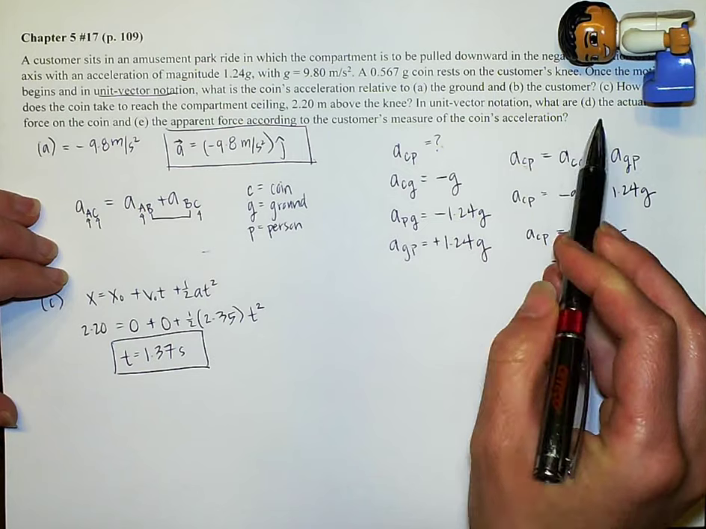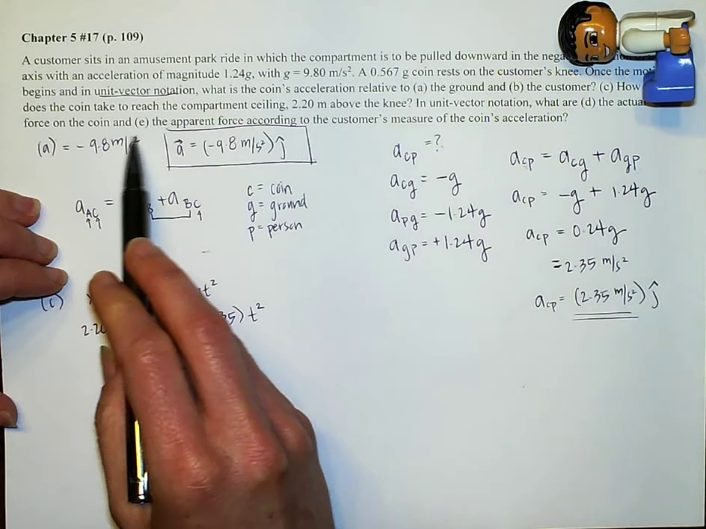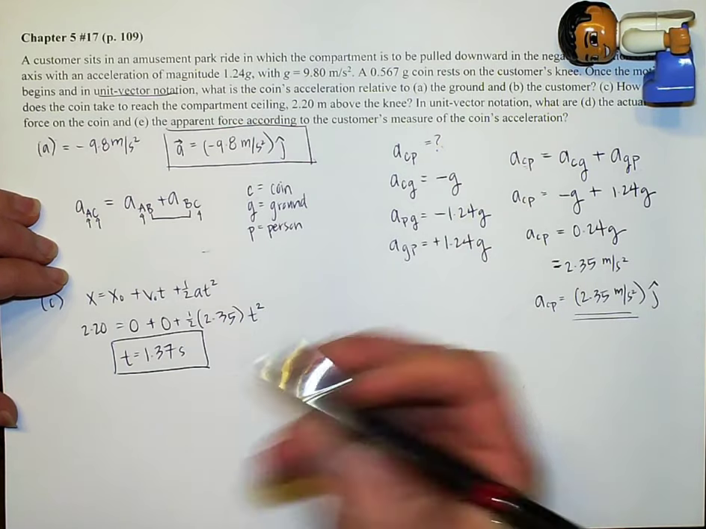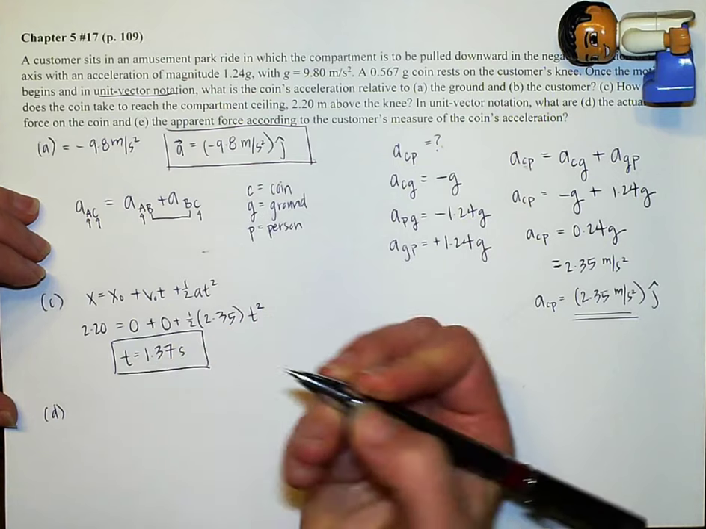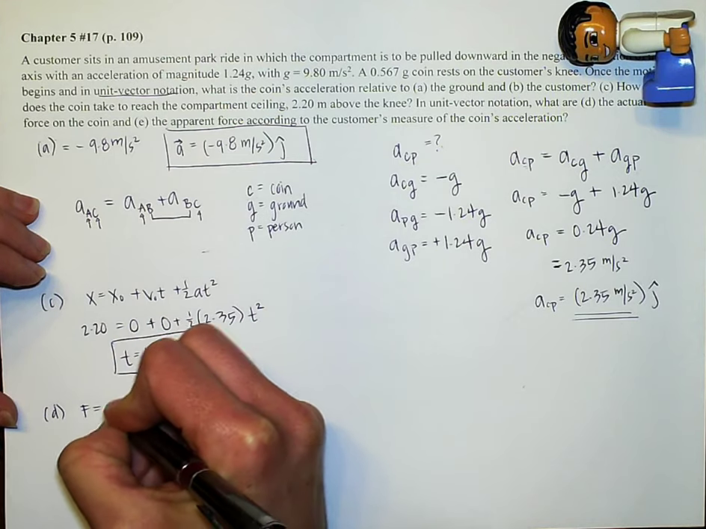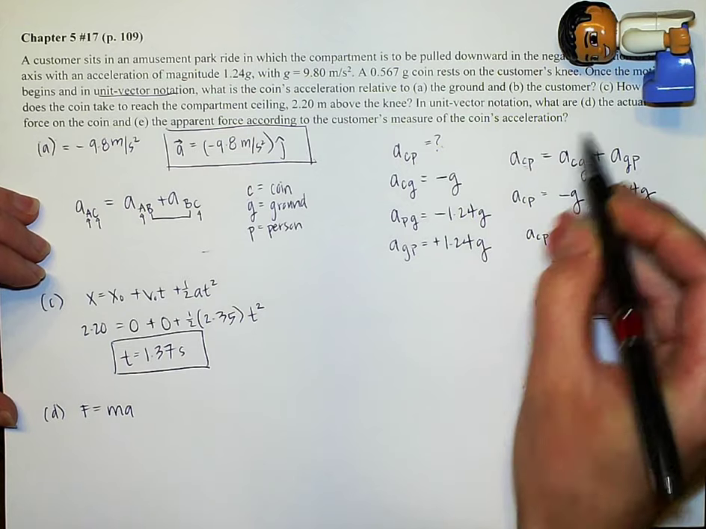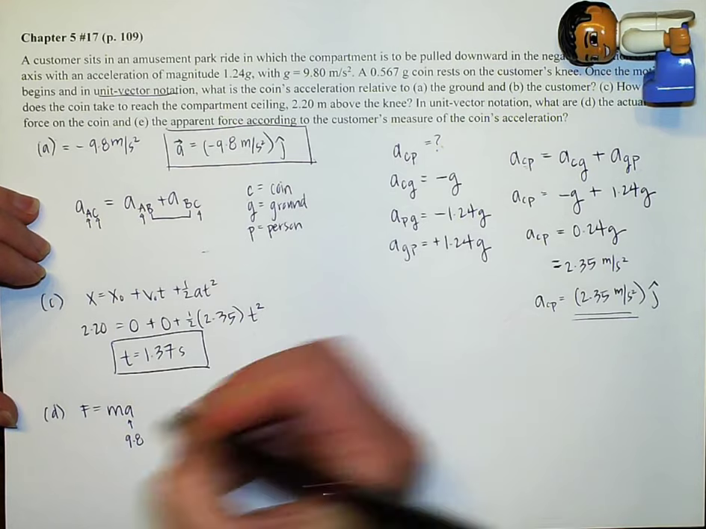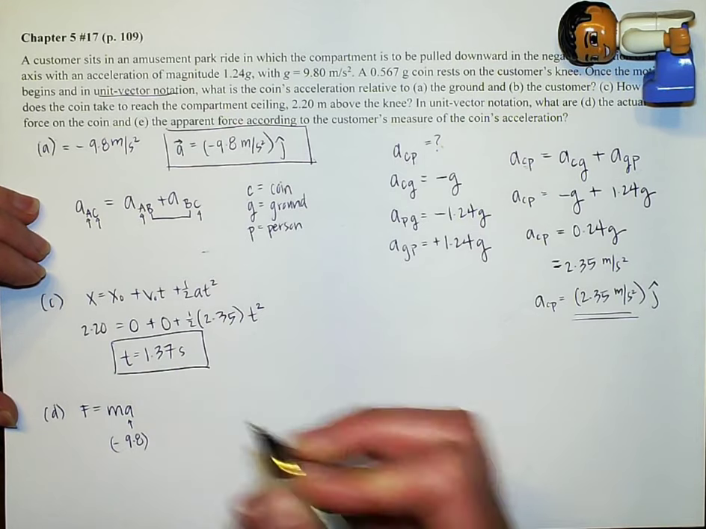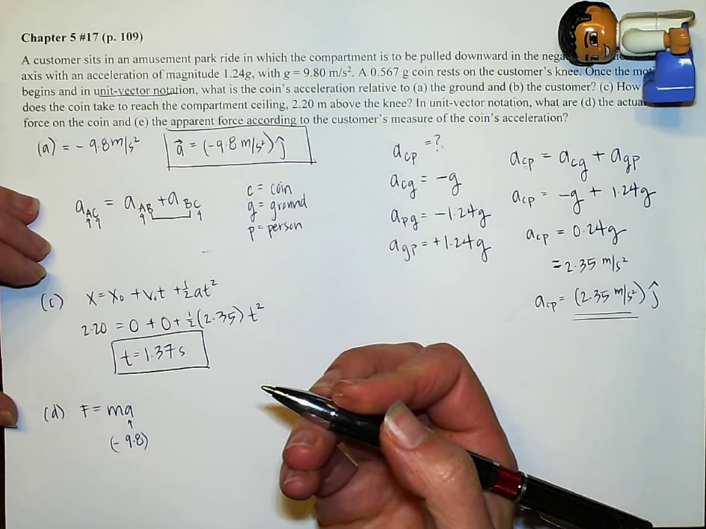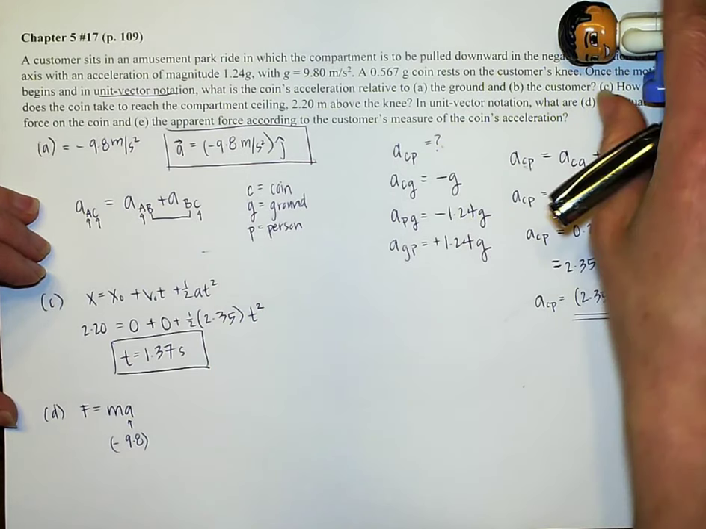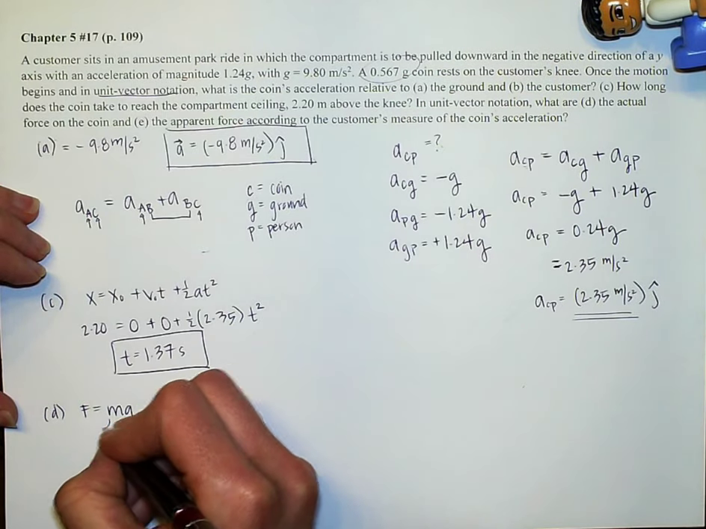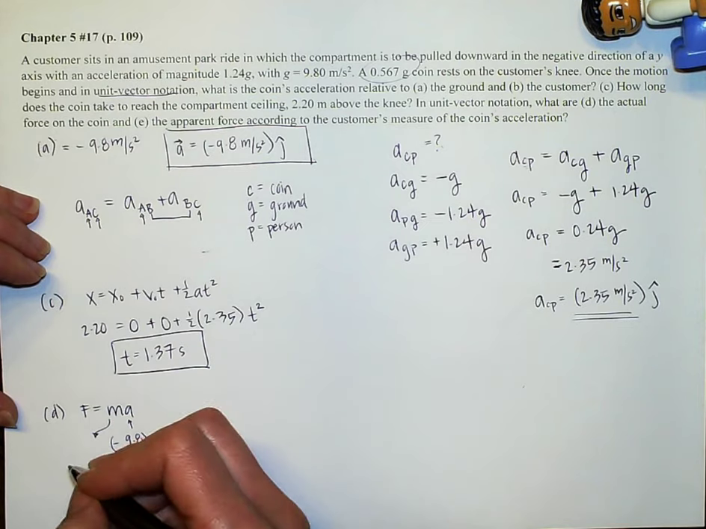And next on to part D and E, what is the actual force from the coin and the apparent force according to the customer's measure of the coin's acceleration? So for this, if I want to know force, I know that force equals mass times acceleration. So my actual force would use the acceleration of negative 9.8 meters per second squared. Of course, don't forget that we are given our mass in grams. And so my mass, you'd want to use it in kilograms.